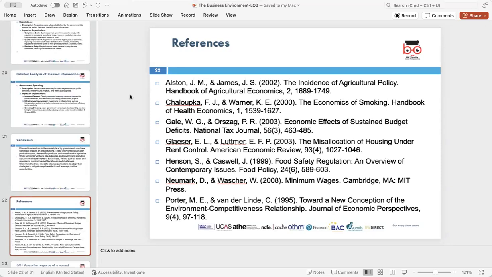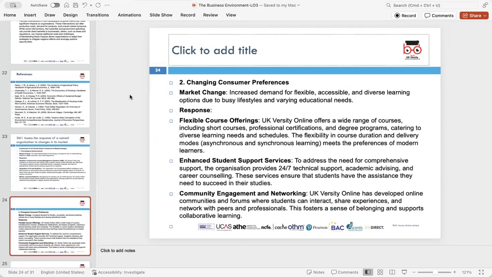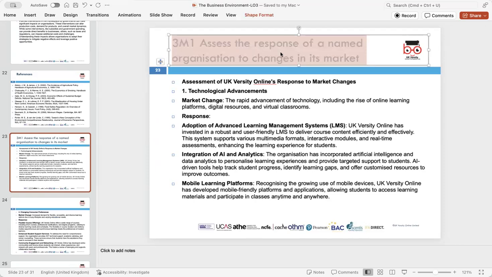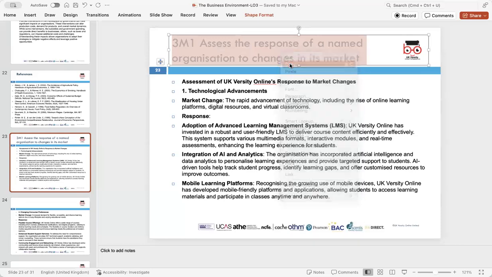So here are some references for the above section. There is also some material available on your Moodle for further reading and for your reference. Next is assess the response of a named organization to changes in the market. Here, obviously, we will talk about the named organization UK Versity, but when you write your assignment, you can choose your own company or organization.